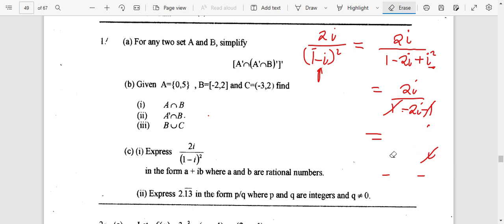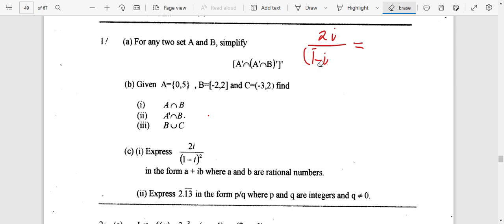Part 2, express 2.13 repeating in the form p over q, where p and q are integers and q cannot be equal to 0. So the denominator is never equal to 0. So first thing first, we're going to let x be equal to what we've been given, that is 2.13 repeating. I read it wrongly. Okay, this is going to be our equation 1.